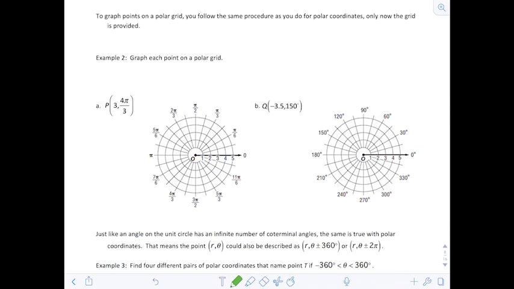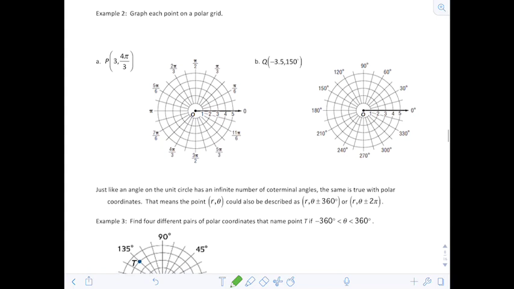Okay, so to graph points on a polar grid, you're going to follow the same procedure as you did for the polar coordinates like we just did, only now the grid is provided, and honestly, it's going to be a lot easier. So graph each point on a polar grid. As we look at this, the first one is in radians, and in B we have degrees. So you can do it in both, and then you'll look at each of the circles as they go out. Each radius is up 1 unit. So let's graph 4 pi over 3.